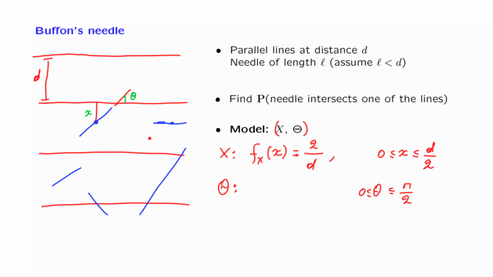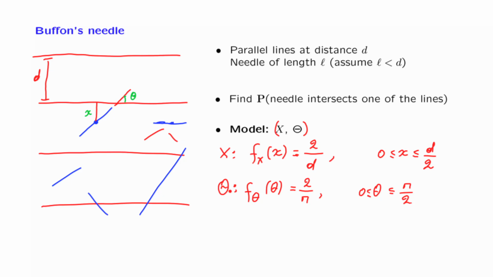Similarly, for theta, we do not want to assume that some orientations are more likely than other orientations, so we will again assume a uniform probability distribution, and therefore that PDF must be equal to 2 over pi for thetas over this particular range. So far, we have specified the marginal PDFs of each one of the two random variables.